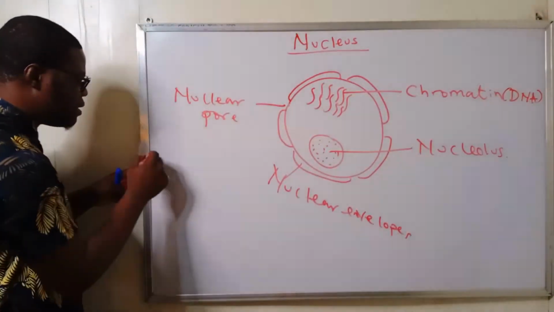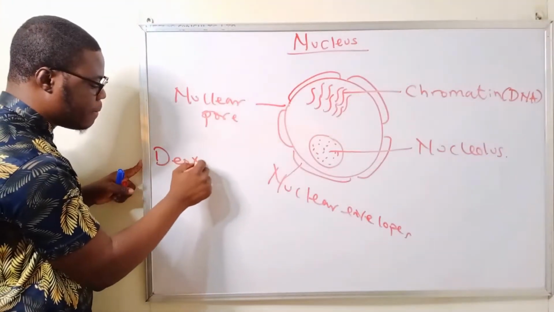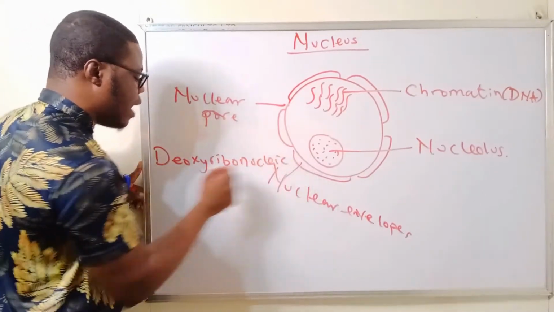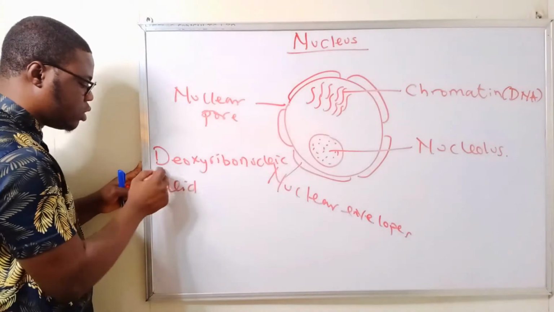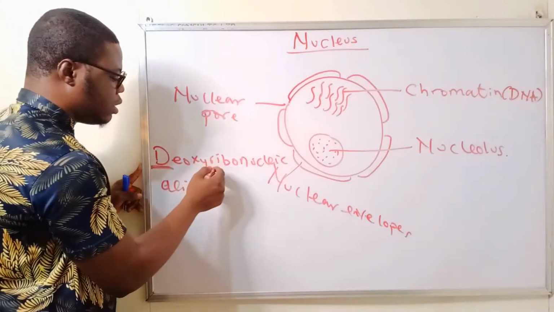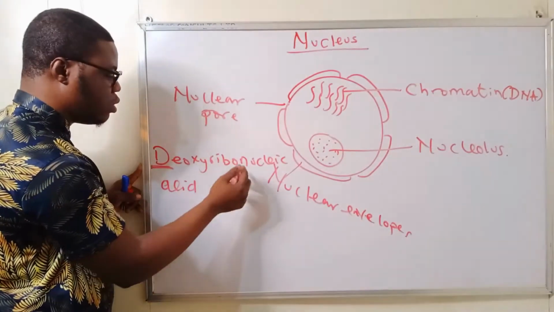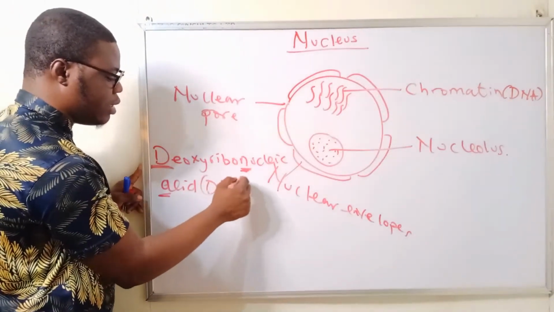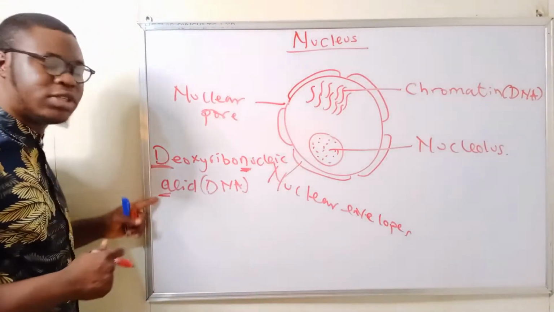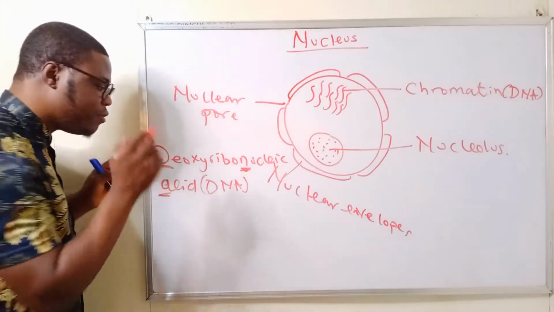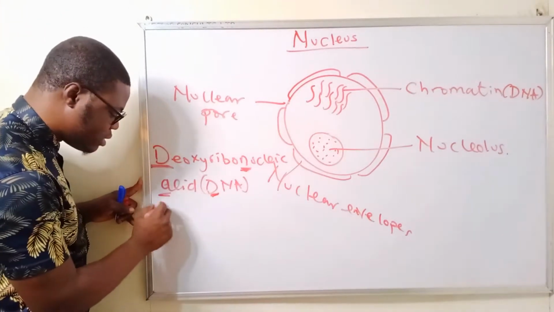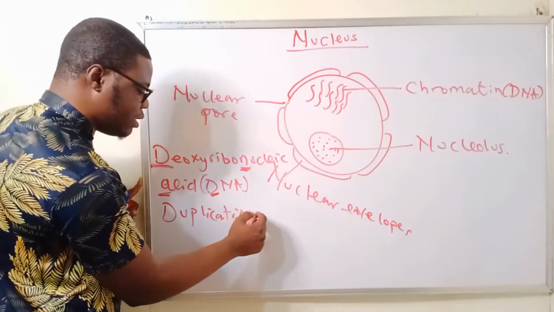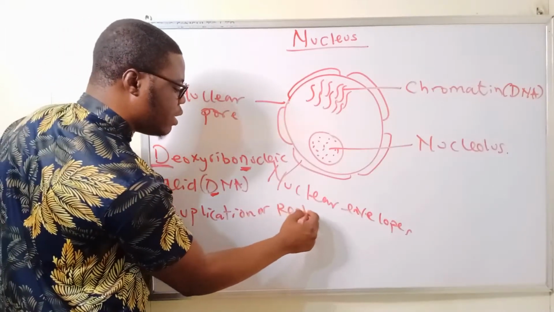The meaning of DNA is deoxyribonucleic acid. So, deoxyribonucleic acid, DNA. Now the question is, what is the function of this DNA? The function of DNA starts with D, and that is duplication, or you call it replication.